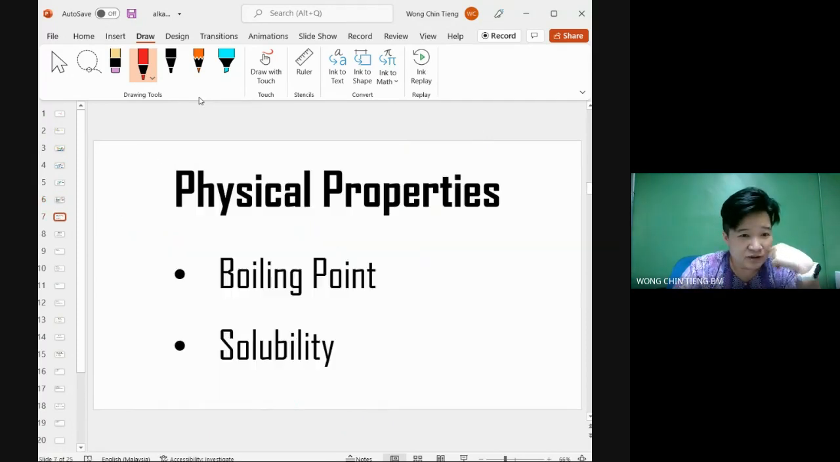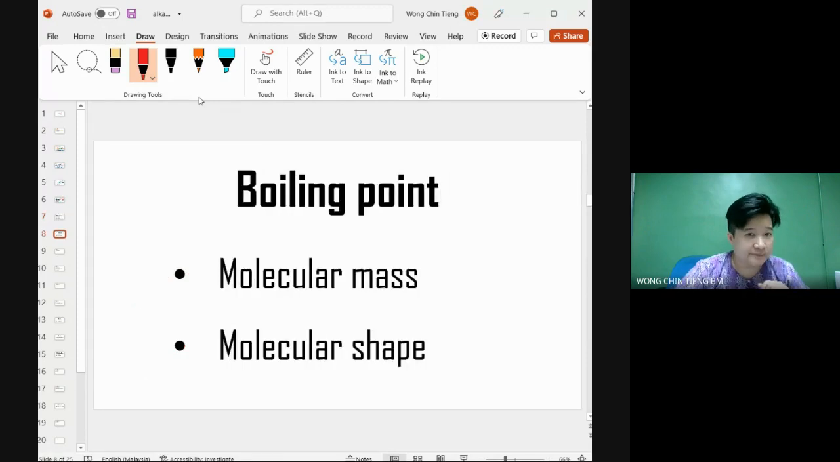Okay? So, physical property in your aldehyde ketone. In your alkane, kita akan tengok pada boiling point dengan solubility je. Jujur, kita sebenarnya fokus pada boiling point. We will focus on boiling point on it. Solubility is quite short in here. Okay? So, boiling point, we are going to talk about the factor affecting the boiling point.